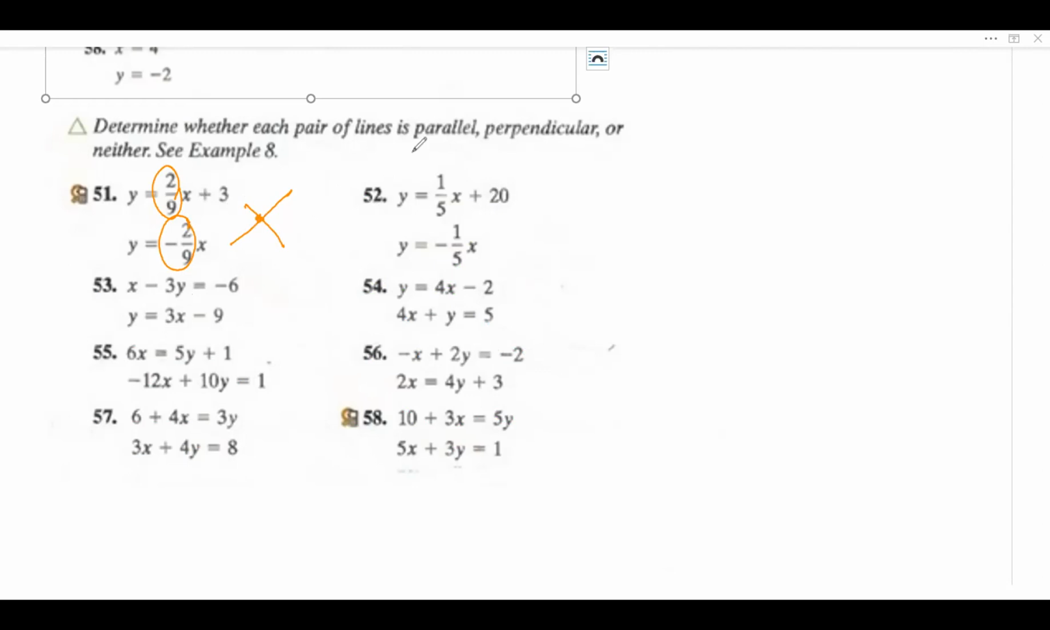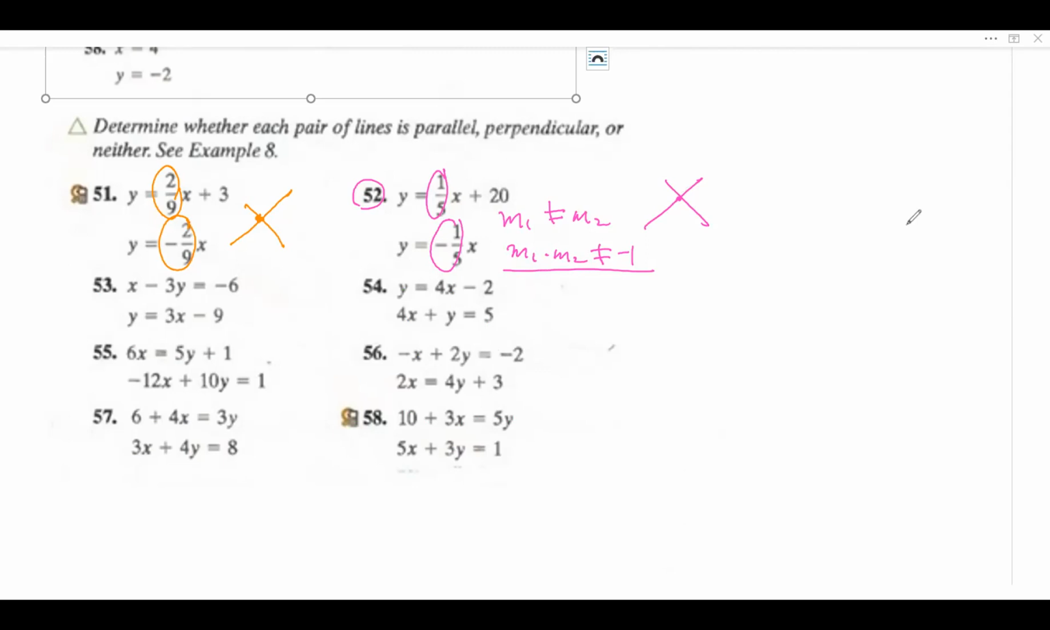All right. So second one, 52. This one is 1/5. This one is -1/5. They are not equal to each other, right? Slope 1 and slope 2 are not equal. The product of them is also not equal to -1. So they are just crossing. They have just one common point. They are not parallel to each other. They are not perpendicular to each other.